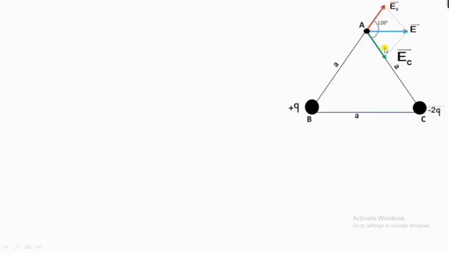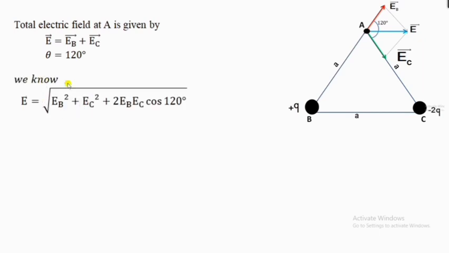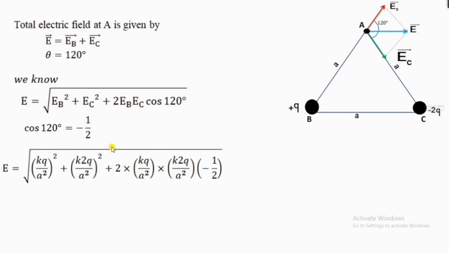Now I have to find the resultant of these two. One is going in this direction, one is going in this direction. Angle between them is 120 degrees. So resultant will be given by this expression. This is the vector sum, I am not adding their magnitude. This is the vector equation. Now resultant will be given by this, so total electric field E will be given by this. Now when you put the values, cos 120 is minus half, and other values.